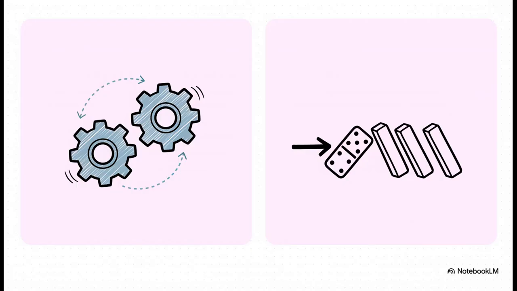So let's be super clear on the difference here. Correlation is just an observation. It's saying, hey, look, A and B seem to be moving together. That's it. Causation is a much, much bigger claim. That's saying A is literally making B change. Finding a correlation can be easy. Proving causation, that's incredibly hard.